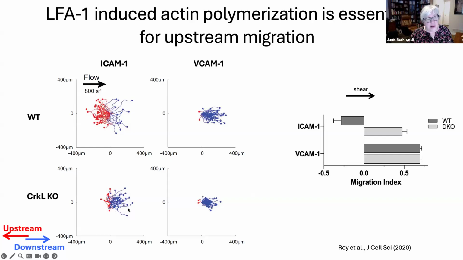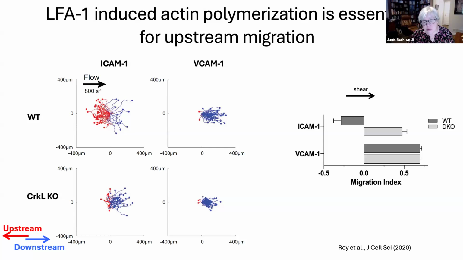And if you take wild type and CRAC knockout cells, even on ICAM1, they don't migrate upstream efficiently. So that then tells us that this mode of migration, which is triggered initially by LFA1 engagement and actin polymerization, allows T cells to migrate persistently, to cross endothelial barriers efficiently, and to migrate upstream under shear flow conditions.